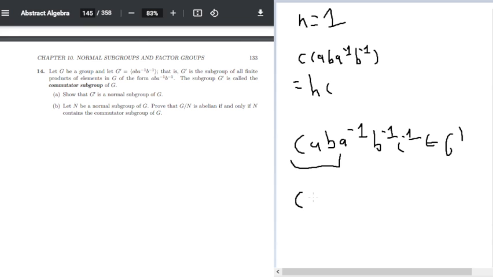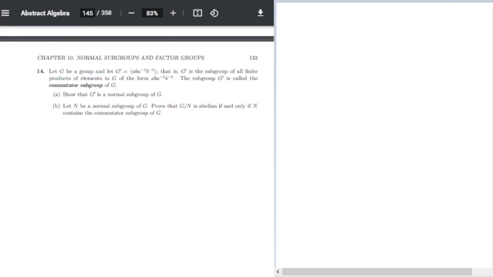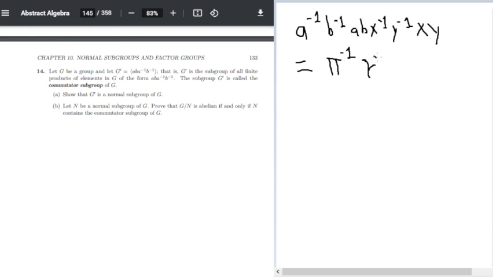I mean, first of all, what I'm wondering, so we don't have to use induction on any of this. Is the product of commutators a commutator? Let's check. So A^-1, B^-1, AB, X^-1, Y^-1, XY. So suppose this was equal to pi^-1, gamma^-1, pi gamma.